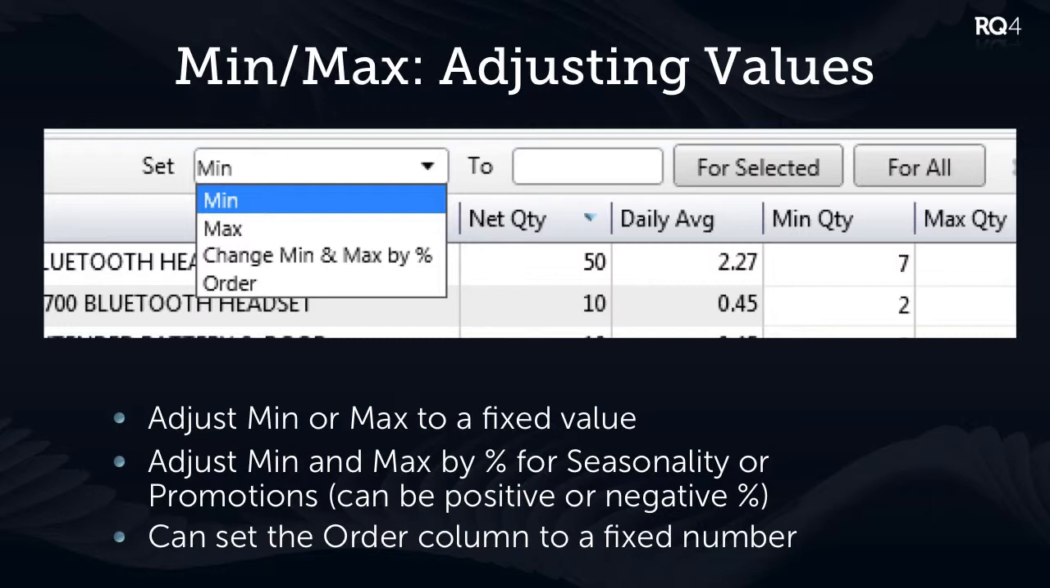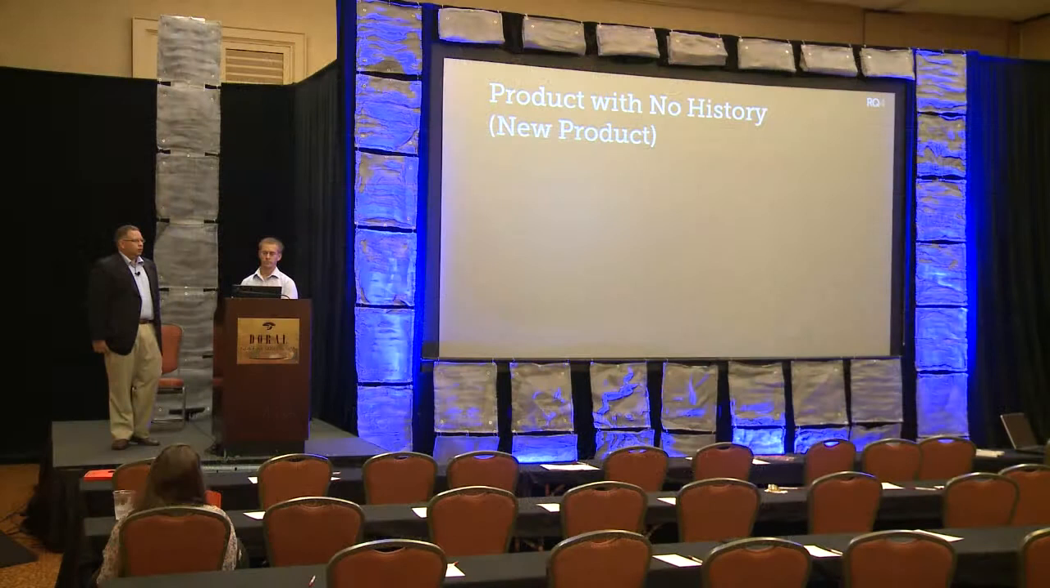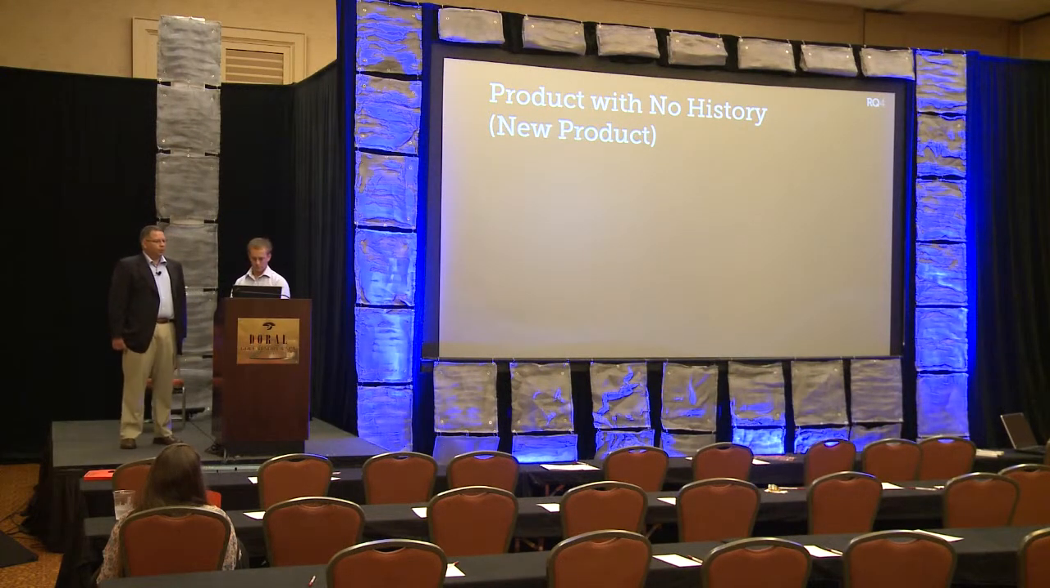And then finally, a third manual option you'll see at the bottom is the order. So we can actually change our order number manually. With a brand new product in our stores, we want to make sure that we set up the min-max correctly. So we can't use the auto min-max.